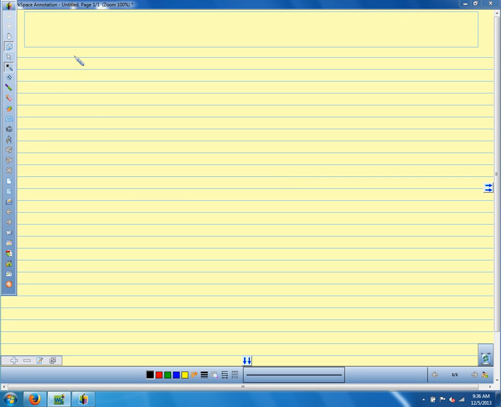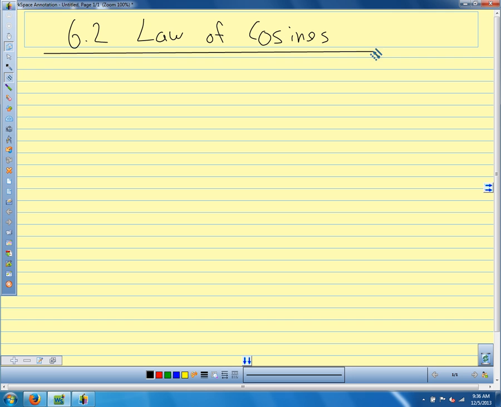All right, so we're in section 6.2. You probably see a lot of cosines in geometry as well. I know my geometry students have in the past done a little bit with law of cosines.